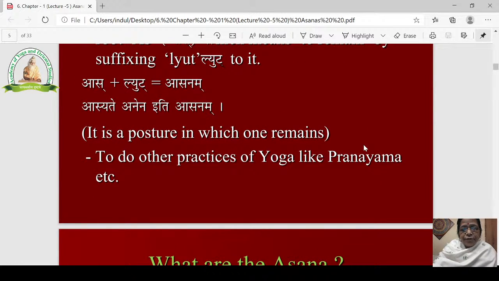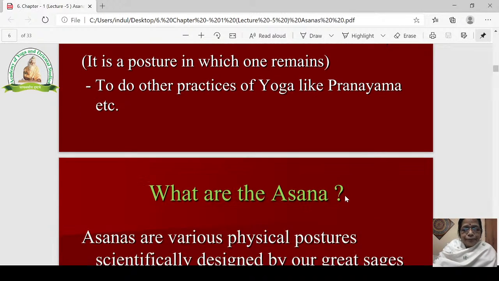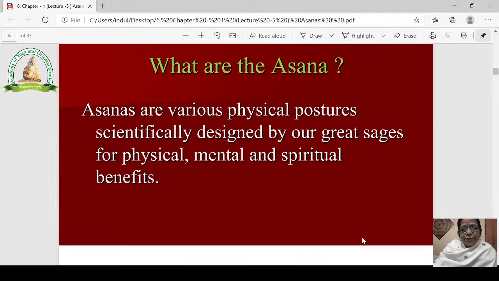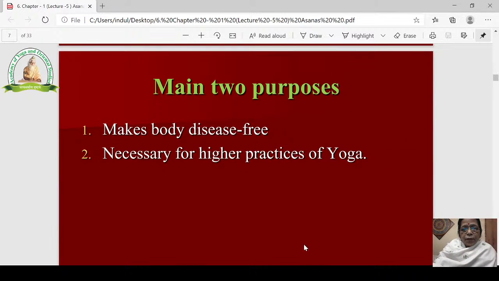And why should he remain? He should remain for doing various practices of yoga like pranayama, etc. Now, what are the asanas? Asanas are various physical postures scientifically designed by our great sages for physical, mental, and spiritual benefits. What are the purposes of asana? Asanas have mainly two purposes. Asana makes the body disease free, and it is also necessary for higher practices of yoga.